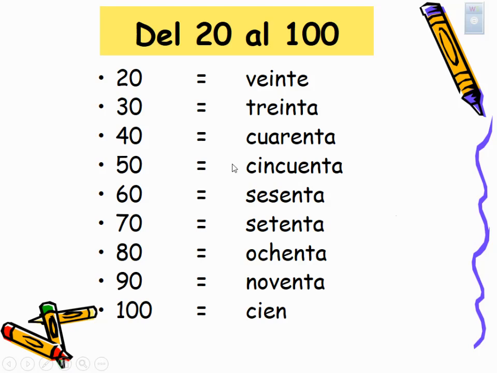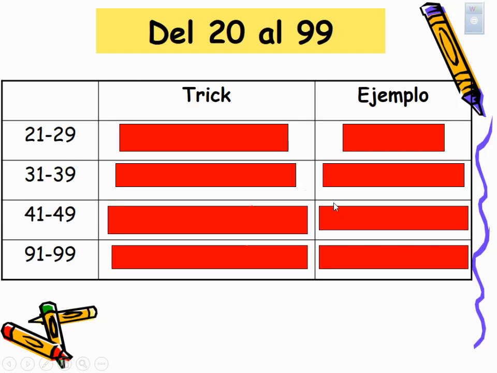Okay, so now let's move on to writing numbers 21, 22, numbers 35, 41, 59, 78, 63, 94. Okay, let's move on to that. Now, I have this table here, and I want you guys to write this on your notes because this will make your life a lot easier. So remember that 20 in Spanish is veinte. It ends with an E.